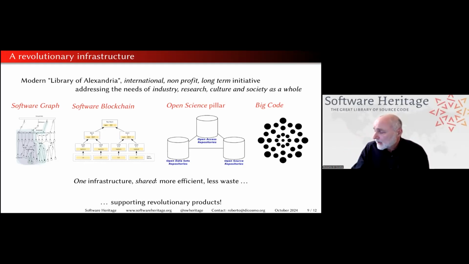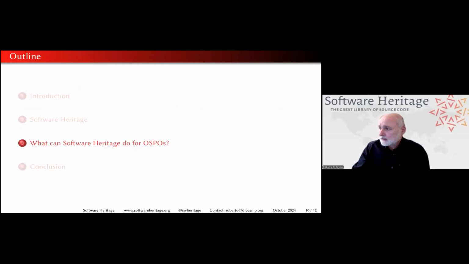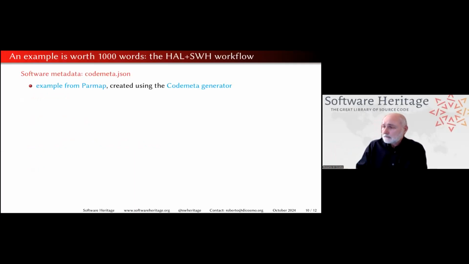And so now, since we are talking about OSPOs, the natural question is, what can Software Heritage do for open source program offices? I imagine you will have all your ideas, but let me share a couple of mine. One thing is that it's important to be able to track, trace, analyze, and find the software production of your institution, the pieces of code and programs developed by your institution, in an easy way. And here, an example is worth 1,000 words.